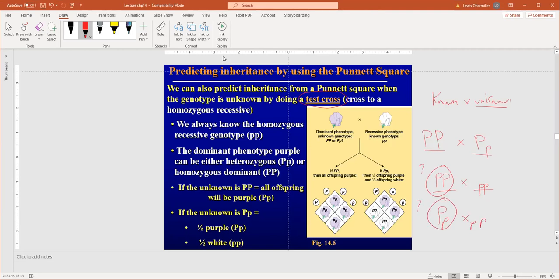And we would know from the outcome, these would all be purple. If all the offspring were purple, we would know that the genotype of the unknown is big P, big P. If some were white, and that's actually half, and you could do the Punnett square to test this, then we would know that the unknown is heterozygous. And that's a test cross.